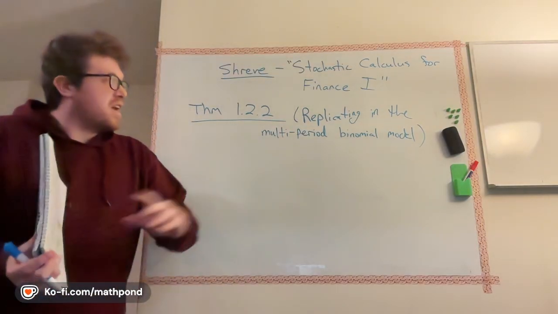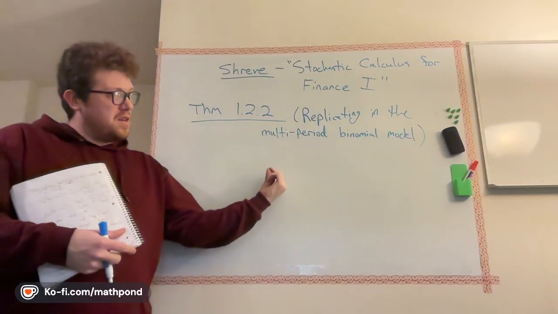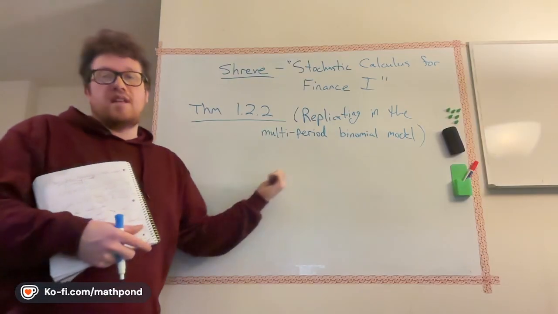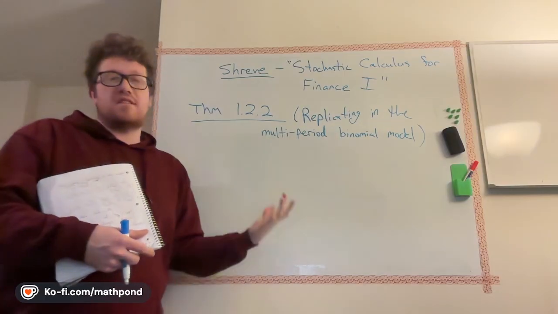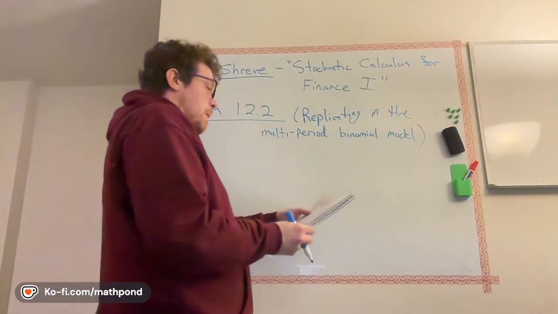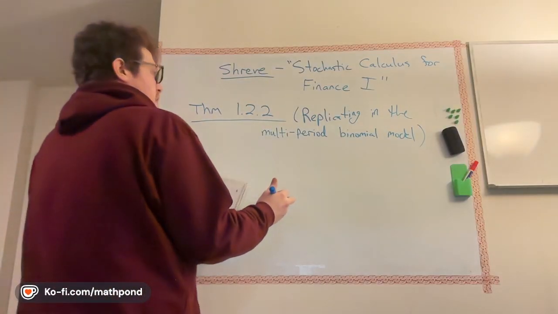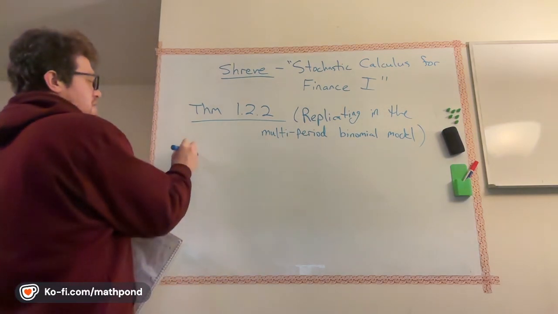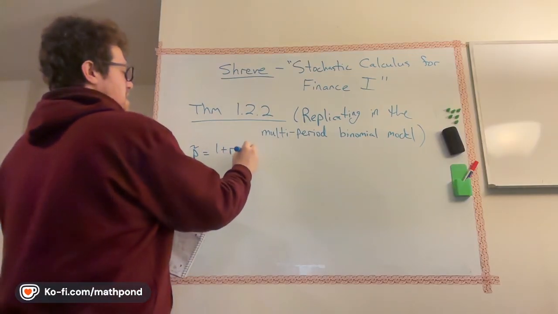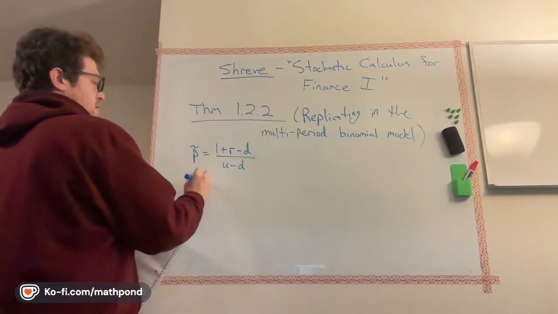So when we say replicating, remember I was saying that we could replicate the payoff of the option by just buying or selling some amount of the stock at every period based on this delta that we can calculate. So the full theorem, which will look very similar to what I just erased, says that we can define this p tilde the same way as before, so (1 plus r minus d) over (u minus d). And then q tilde is 1 minus p tilde, of course.